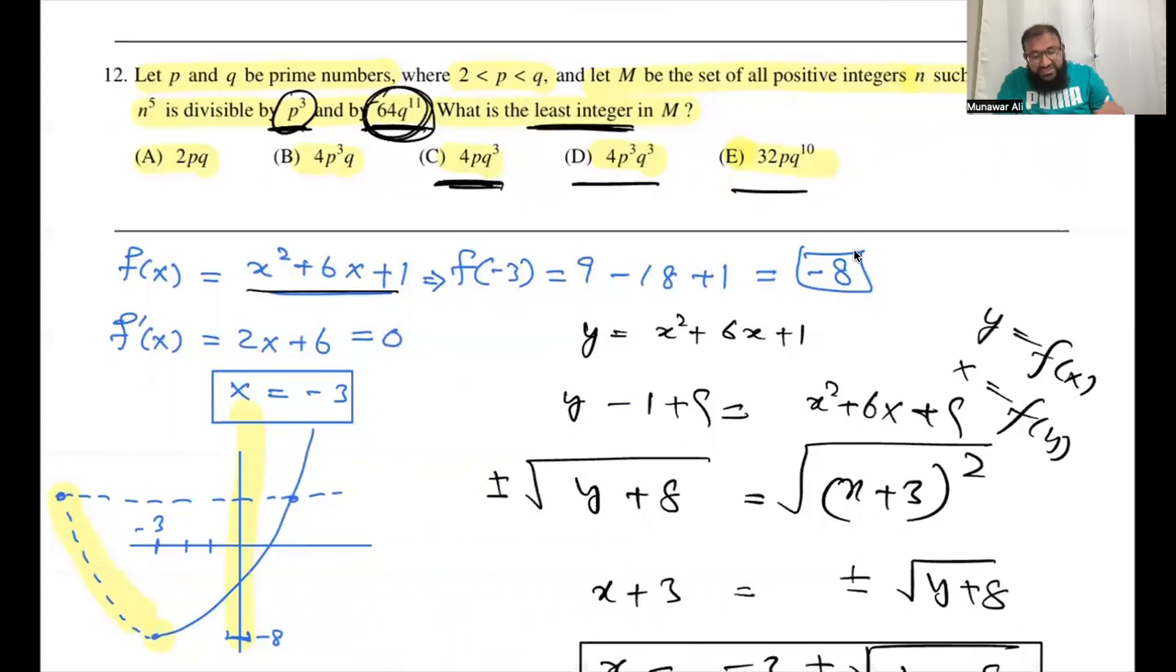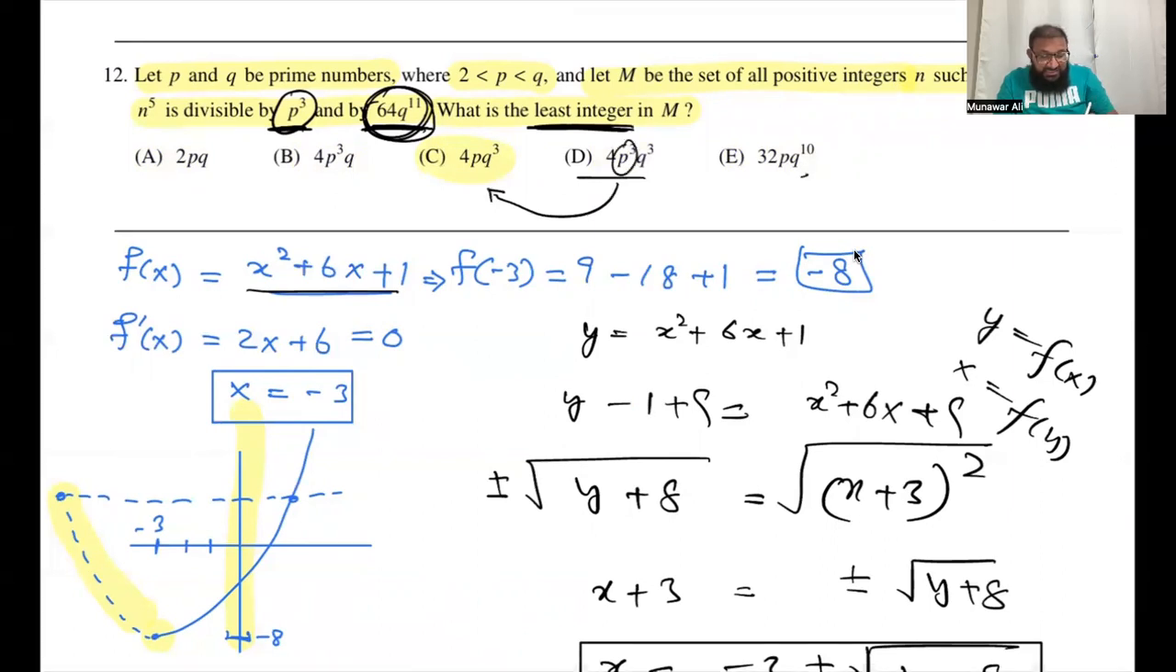So obviously C, D, and E are all divisible by these two, but we have to look for the least integer. So we have to look for the smallest integer out of these also. Which one is smallest out of the last three? Because the first two options are not correct according to the assumption that is given to us. So seemingly C is the correct option. Obviously you can see that D is bigger than C because it involves P cube.